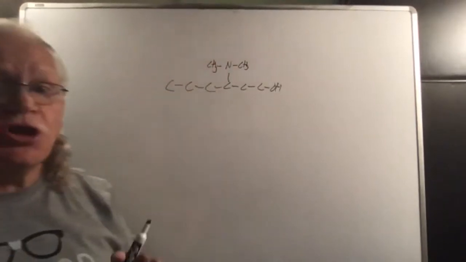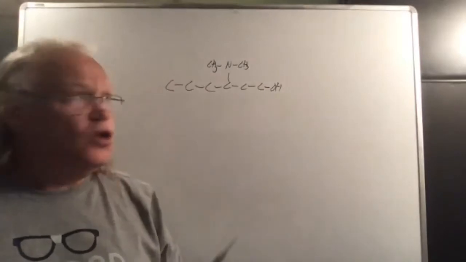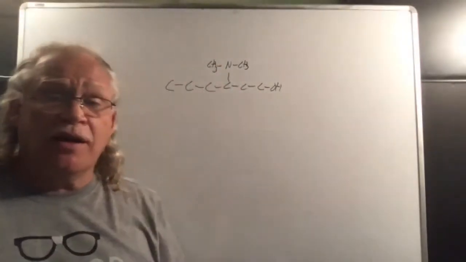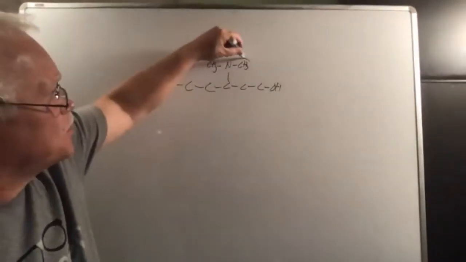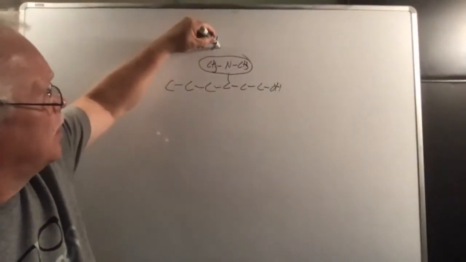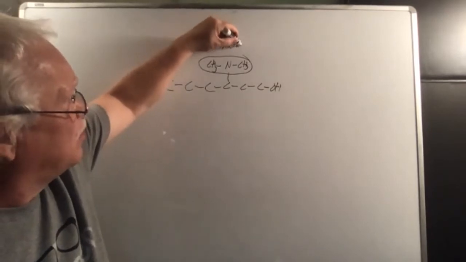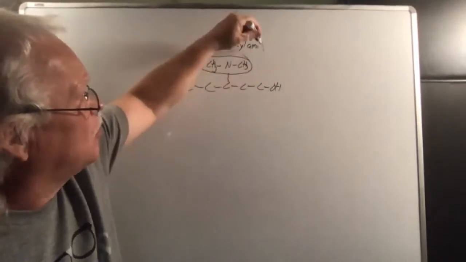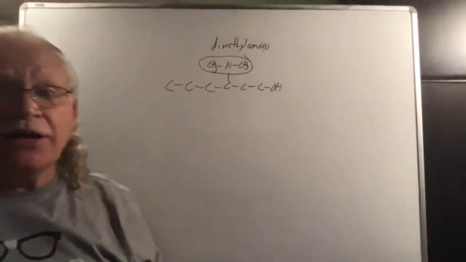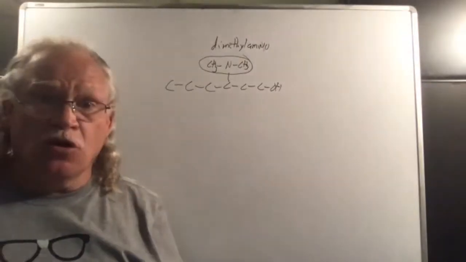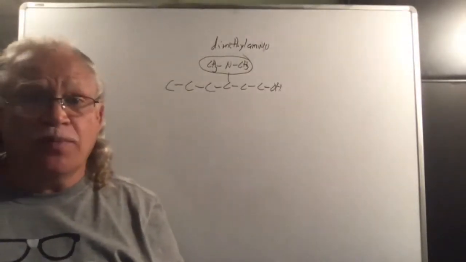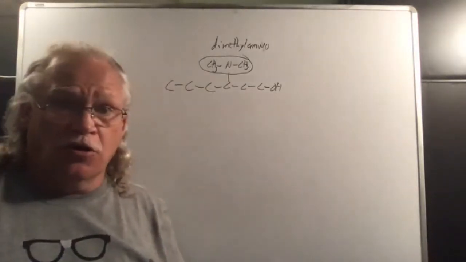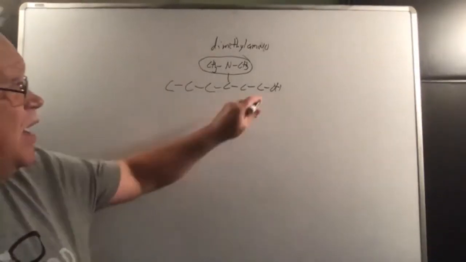Now, if that nitrogen had NH2 with 2 hydrogens attached, we would call it an amino group. So this substituent is called the dimethylamino group. Okay, the dimethylamino, because it's a nitrogen, so it's an amino group, but it has 2 of the hydrogens replaced with methyls. So if it had only been 1 methyl group on there, it would just have been called the methylamino group. So then we number it the same way.